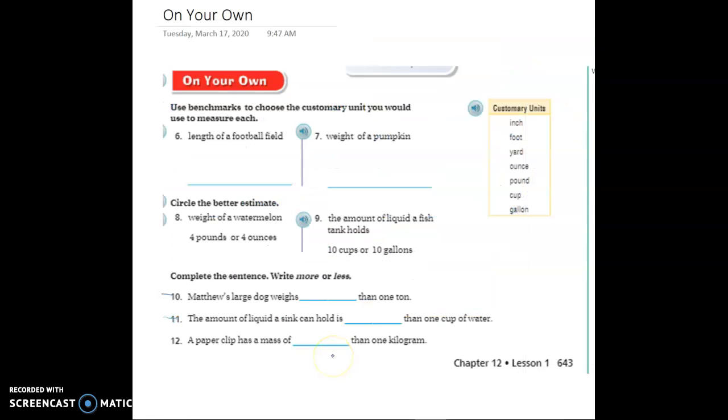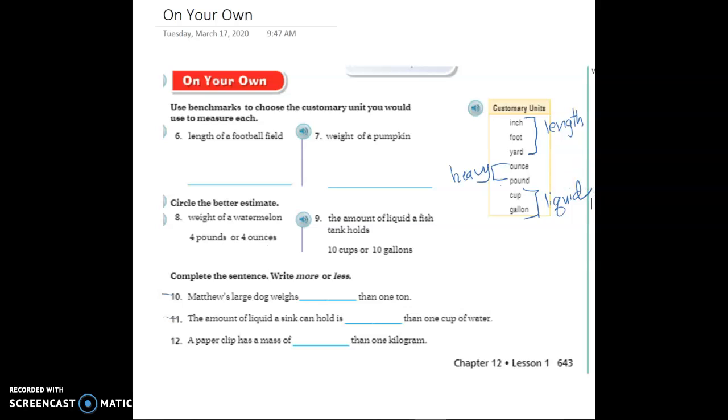And here we are. Again, we have customary, which is what we use in the United States. Inch, foot, yard is length. Ounce and pound is how heavy. And cup and gallon is liquid. Now pause this video wherever you need to. But I will read this to you, and then we'll do it all together.